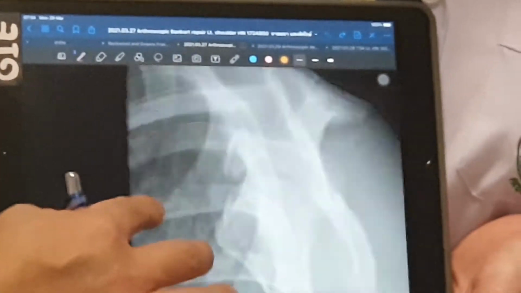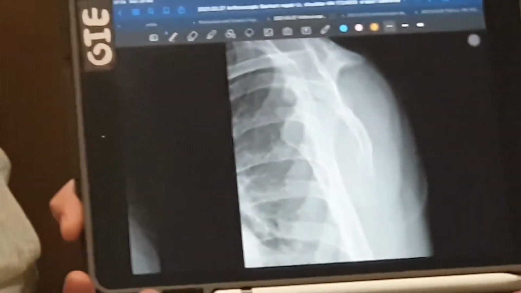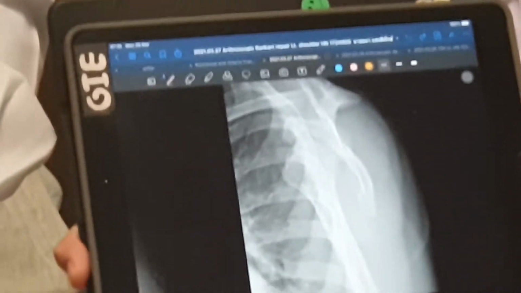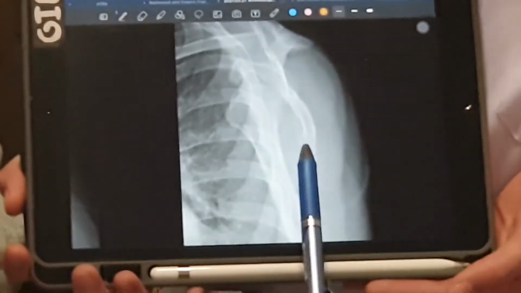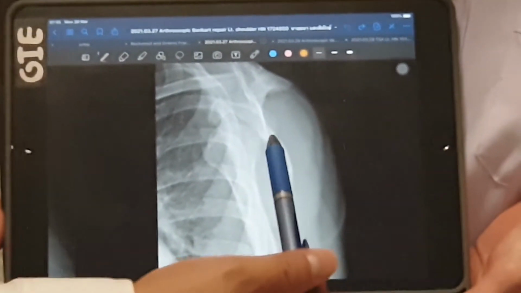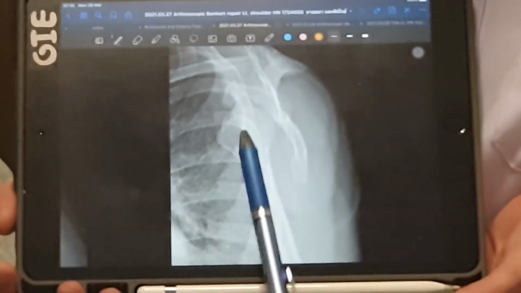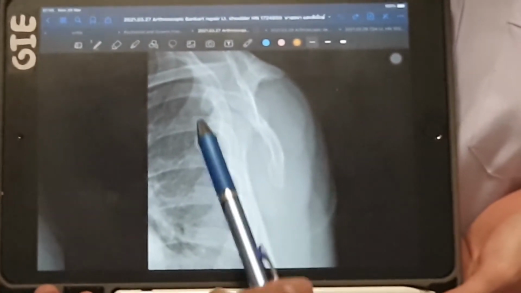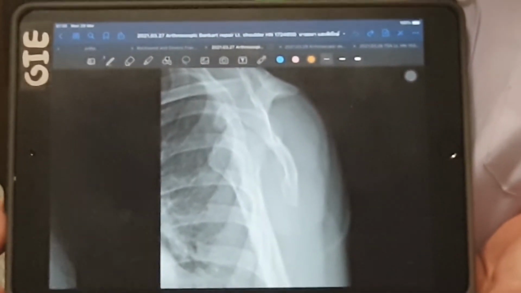This is the transscapular or scapular Y view. If you look at the scapula, it looks like a Y. So this is posterior, anterior, with the glenoid in the middle. If the shoulder moves anteriorly, that means it is close to the rib cage, to the lung. So this is anterior.